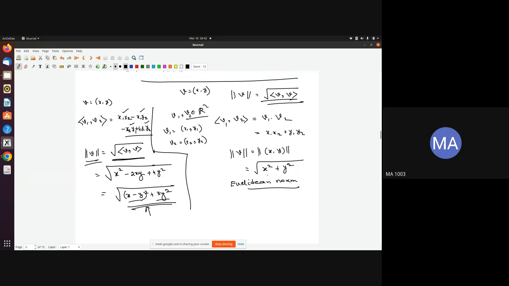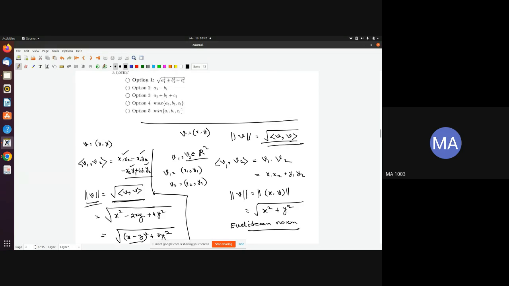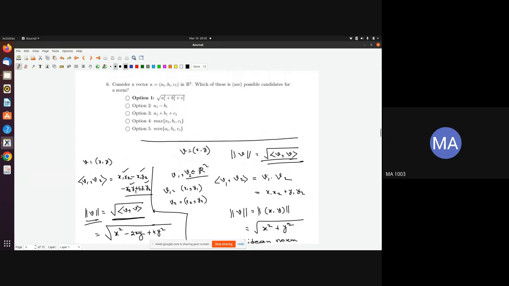So this is what we have done. Now see, consider a vector in R3 defined as A1, B1, C1. Which one of these is a possible candidate for a norm? The first one is easy, it is a norm because this is the usual Euclidean norm. Now, what is the problem for the second one?